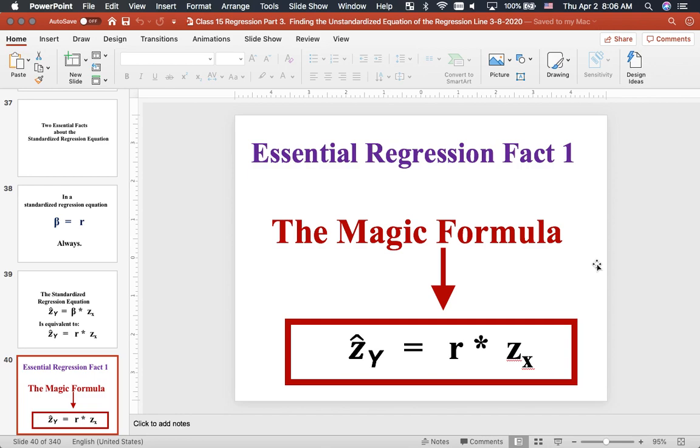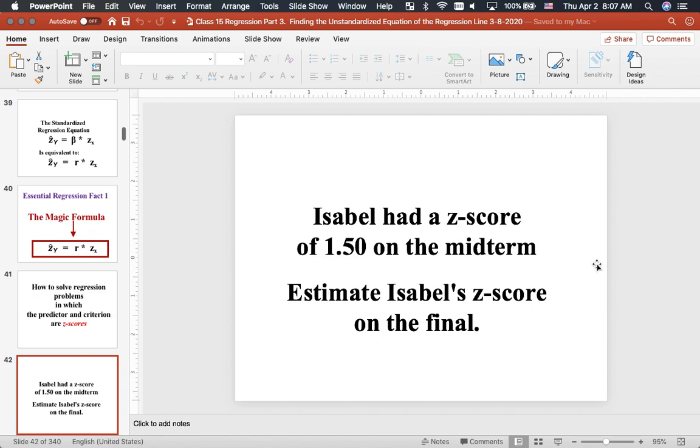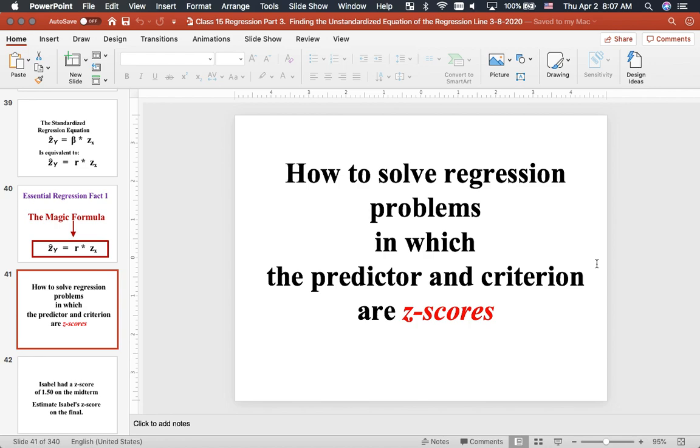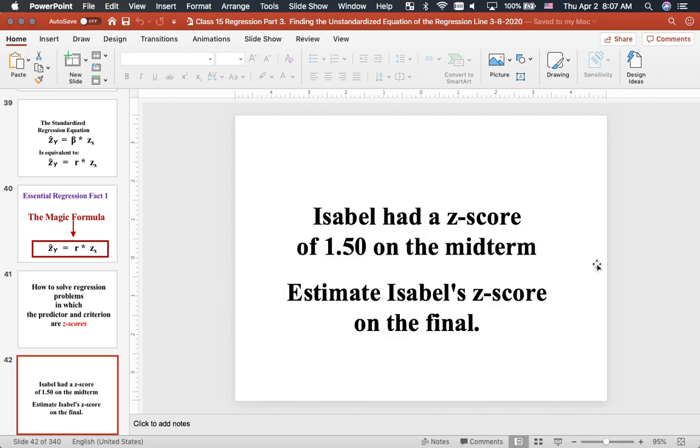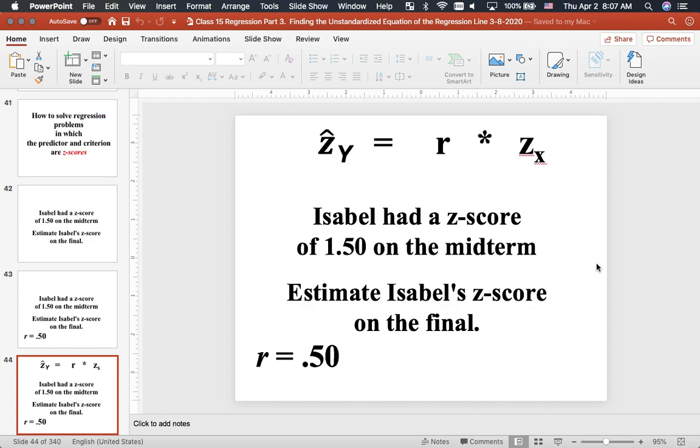Okay, so if we want to solve regression problems in which the predictor and the criterion are z-scores, we can use this magic formula. So let's say Isabel has a score of 1.5 on her midterm, and we want to estimate her score on the final. And let's say the midterm and final are correlated at 0.5. What we can do here is just plug in the information that we know.